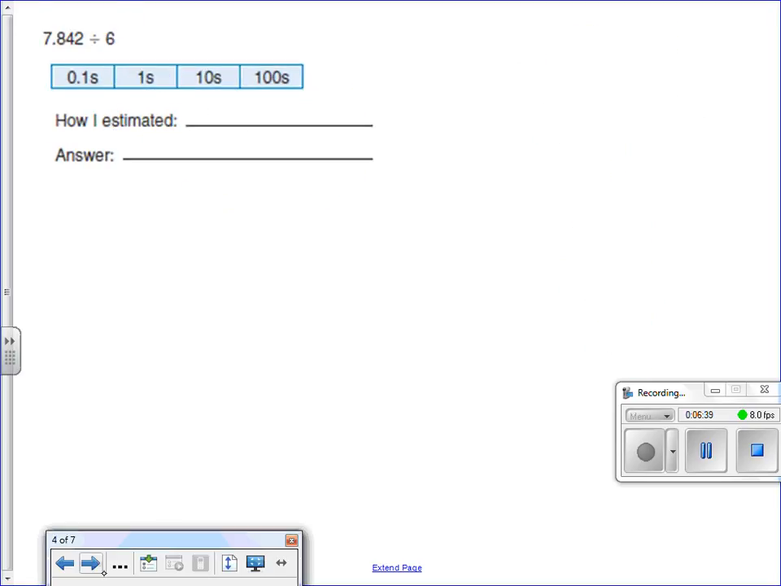My next problem, 7 and 842 thousandths divided by 6. What can I round 7 and 842 thousandths to, where I can divide it by 6? Well, I could round that number all the way down to 6, or I could round that number up to 7 and round my 6 up to 7. Remember, you're just trying to have the two numbers get as close together, so when you divide them, you have an easy answer. So I'm going to round this number to 7, divided by 7, which equals 1.